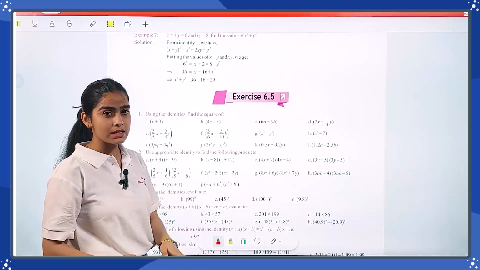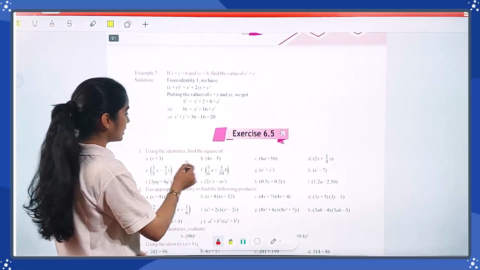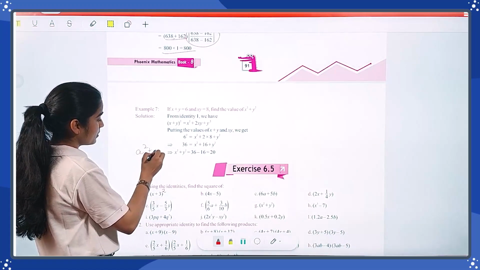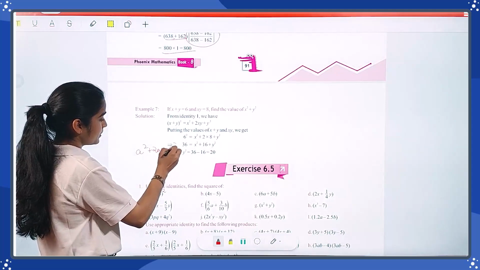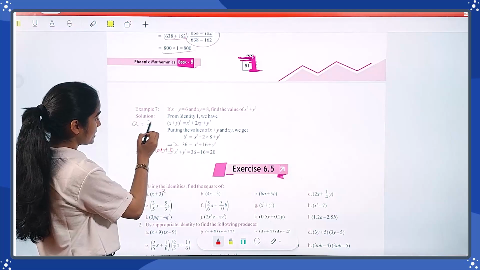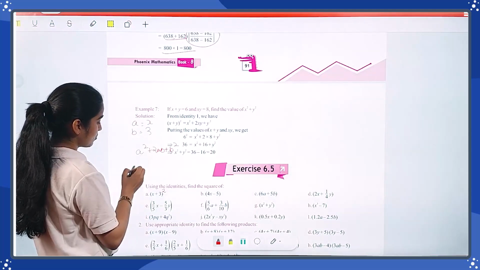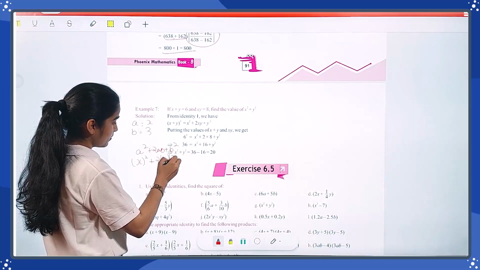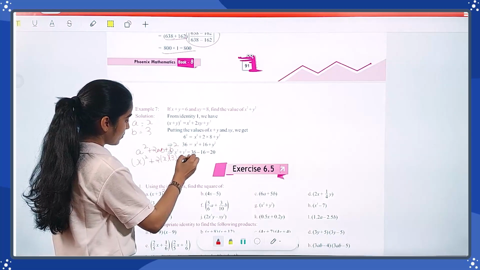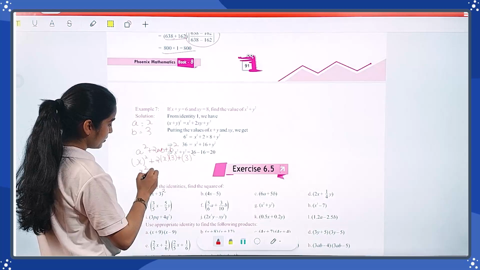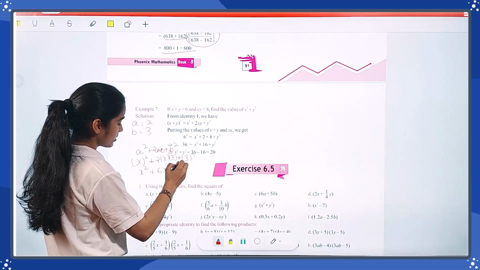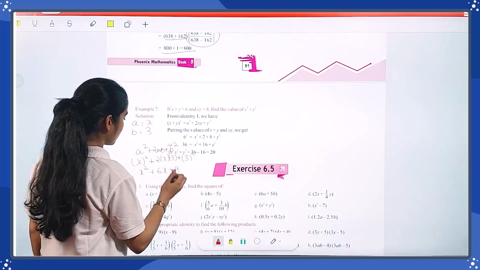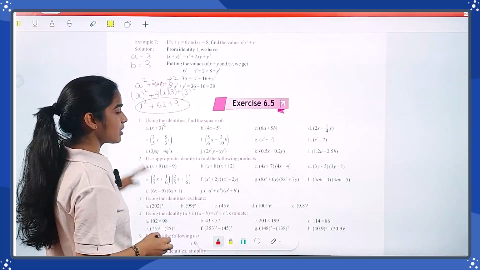And now we have our exercise 6.5. So let's get started. Using the identities, find the square. So this is your square, a square plus 2ab plus b square. a is x and b is 3. So x square plus 2 x b plus 3 square, x square plus 6x plus 9. So this is your final answer. In the same way, you have to solve the rest of the questions.